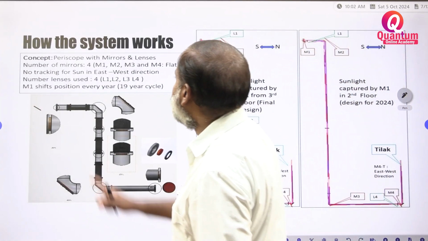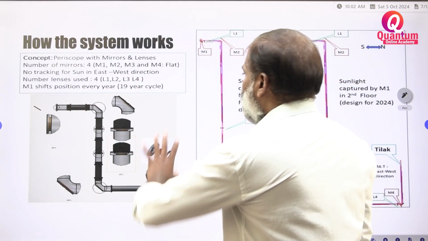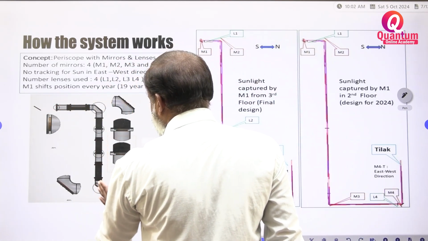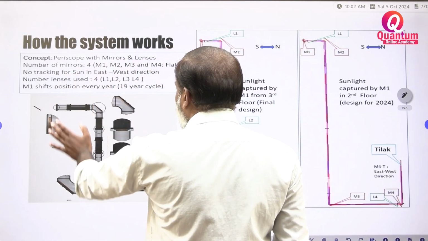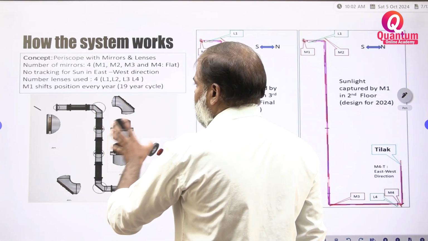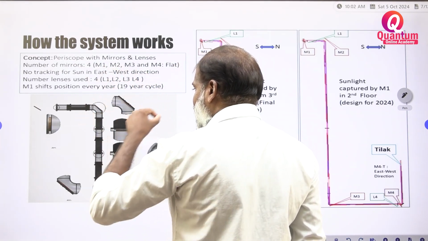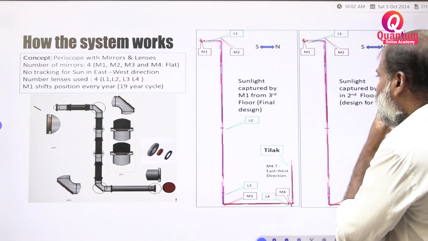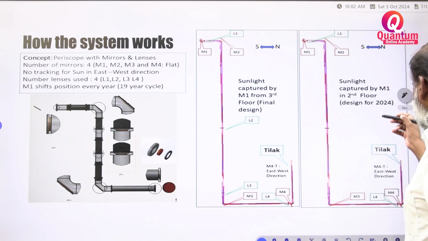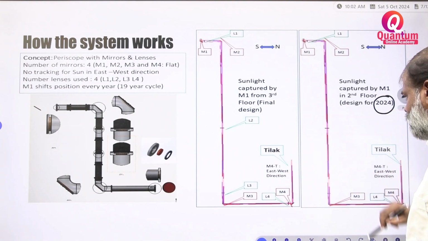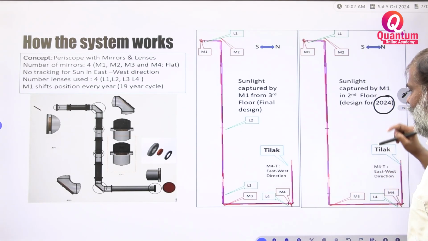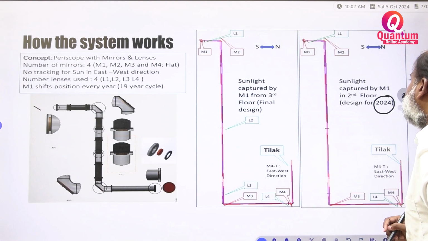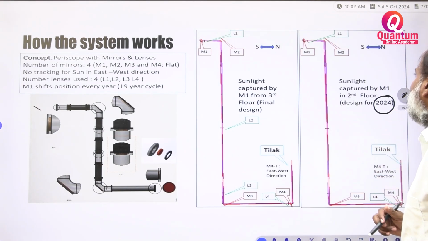Now you have to see how the system works. So how the system works: 4 mirrors and 4 lenses we have. It is a 19-year cycle they made. Each and every time they changed the gear, right? First you have to see here, the second floor, in 2024 we did this. Only 4 mirrors and 2 lenses were used.